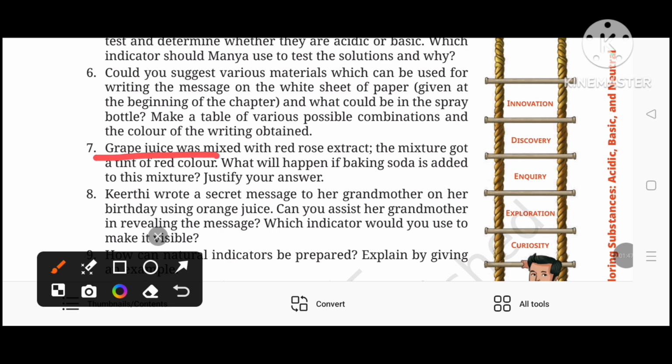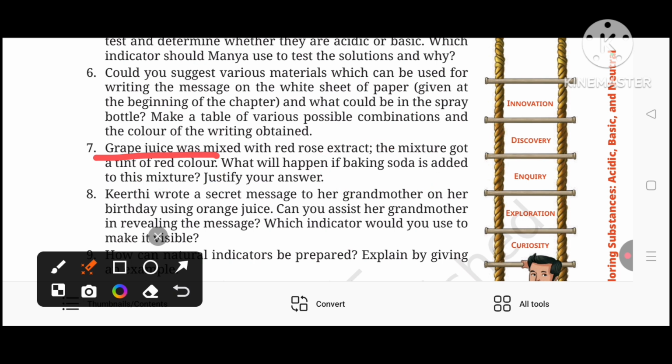The grape juice was mixed with a red rose extract. The mixture got a tint of red color. What would happen if baking soda is added to this mixture? Justify your answer. The grape juice is acidic in nature and contains an acid. If a red rose extract gets in contact with this, the mixture gets converted into the red color.